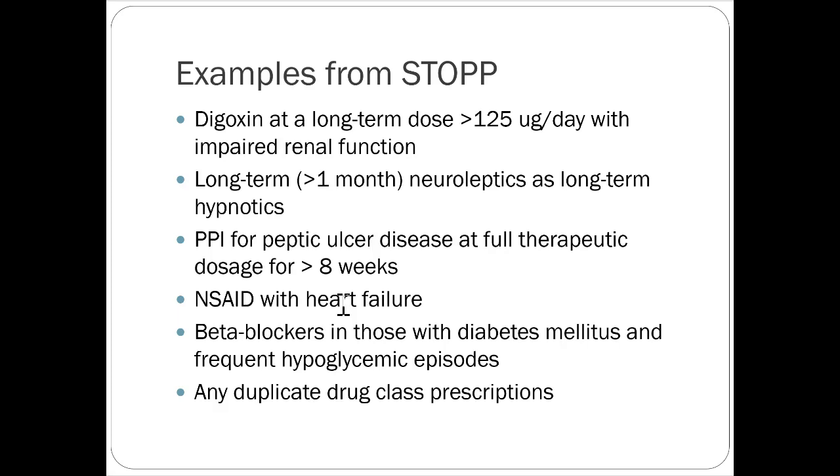So for example, something from STOPP: digoxin at a long-term dose greater than 125 mcg per day with impaired renal function. Long-term neuroleptics for sleep. So using something like an antipsychotic agent for sleep, which is actually really popular. We'll talk about that during psych, but we shouldn't really do that in elderly patients. PPI dosing at full therapeutic dose for more than 8 weeks. We talked about this. That's again in the STOPP criteria. NSAIDs with heart failure. We talked about some of that already in this class. Beta blockers with diabetes and frequent hypoglycemic episodes.